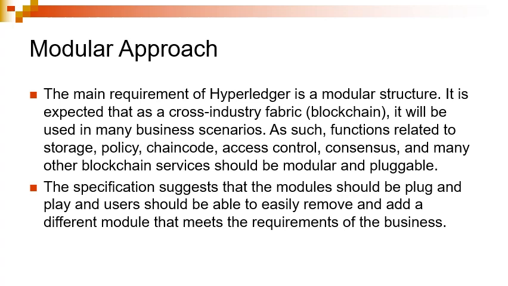The specification suggests that the modules should be plug and play, and users should be able to easily remove and add a different module that meets the requirements of the business. So try to understand this feature. This feature is very important. Modules should be plug and play. Users should be able to easily remove the modules. If a module is not needed, users can remove it or add a different module that meets the requirement of the business. If a business requires some modules, then that business can add the module to the blockchain. So this is the modular feature Hyperledger provides.